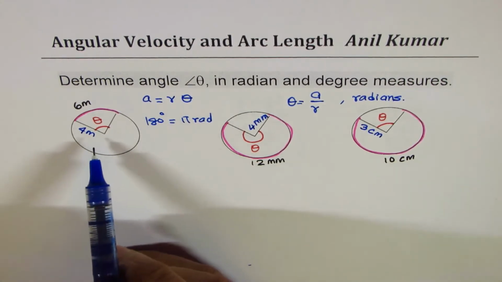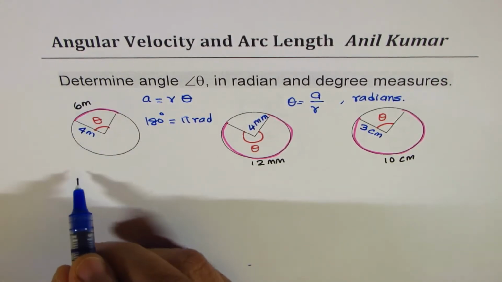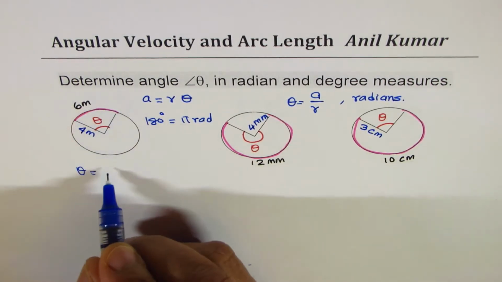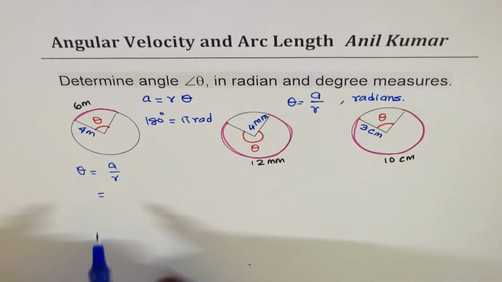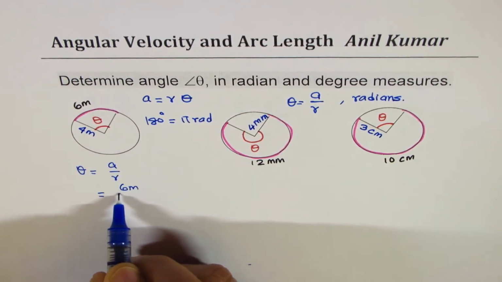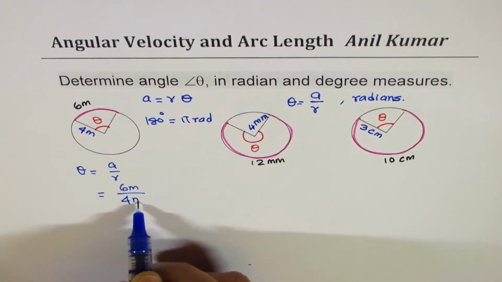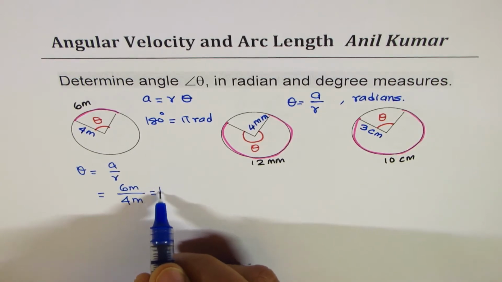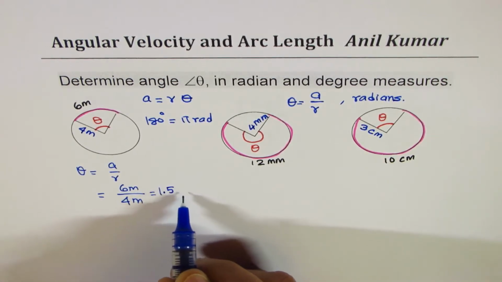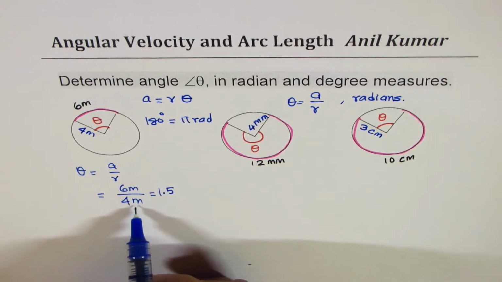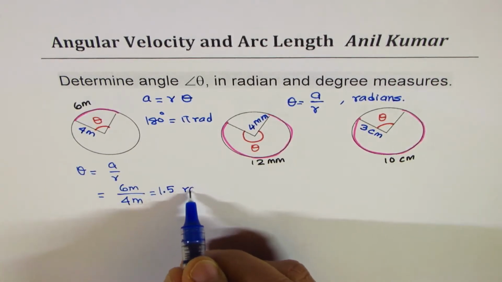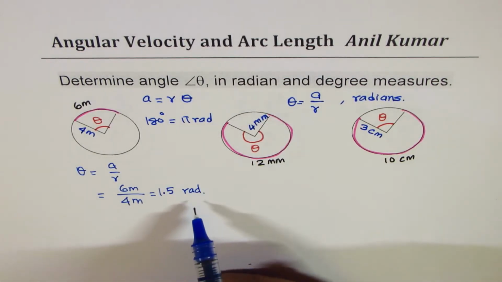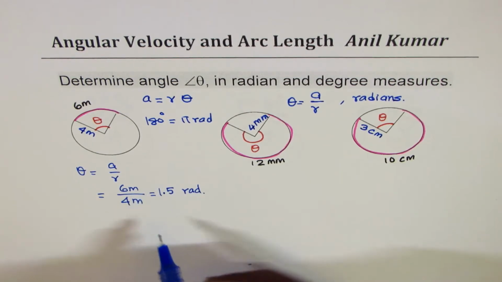So let's begin. The first one, we need to find theta. We can find theta in radians directly using this relation, 6 meters, so it is A over r. In the first case, A is 6 meters over 4 meters, right? So you get your answer, which you could write as 3 over 2, or let's just say 1.5. No units, since meters cancel, but we could always write radians. Whenever you use this formula, it is radians, which is basically a ratio of lengths, correct?